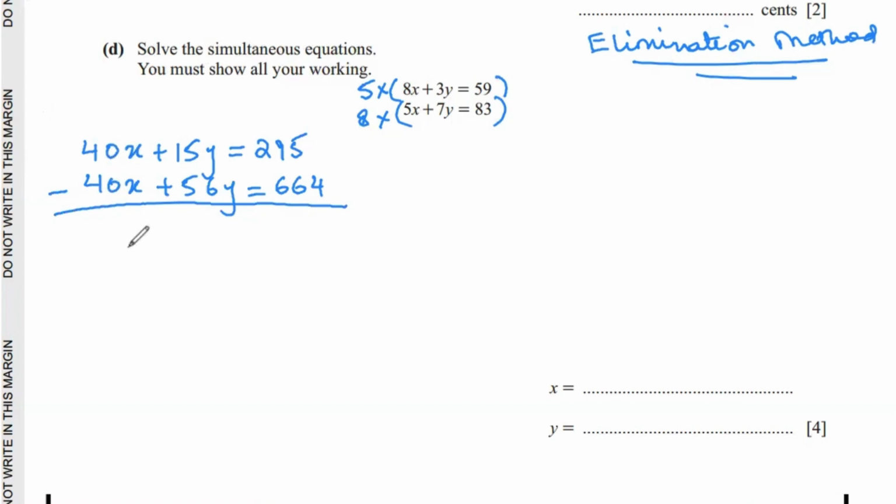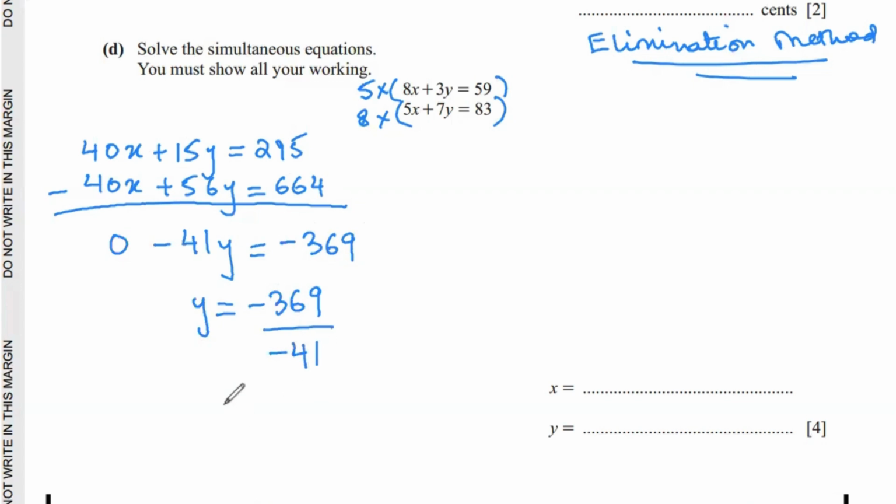So 40x minus 40x is 0. 15y minus 56y is equal to negative 41y. And 295 minus 664 is negative 369. So y equals negative 369 divided by negative 41, and y equals 9.